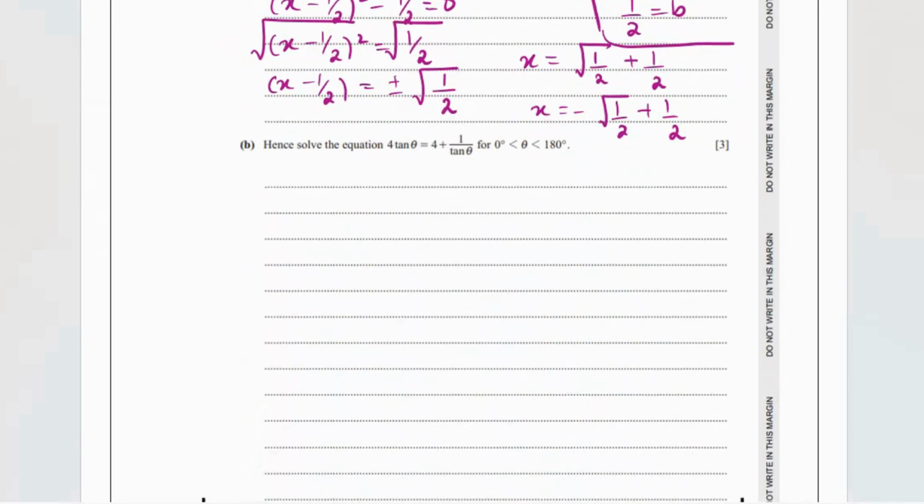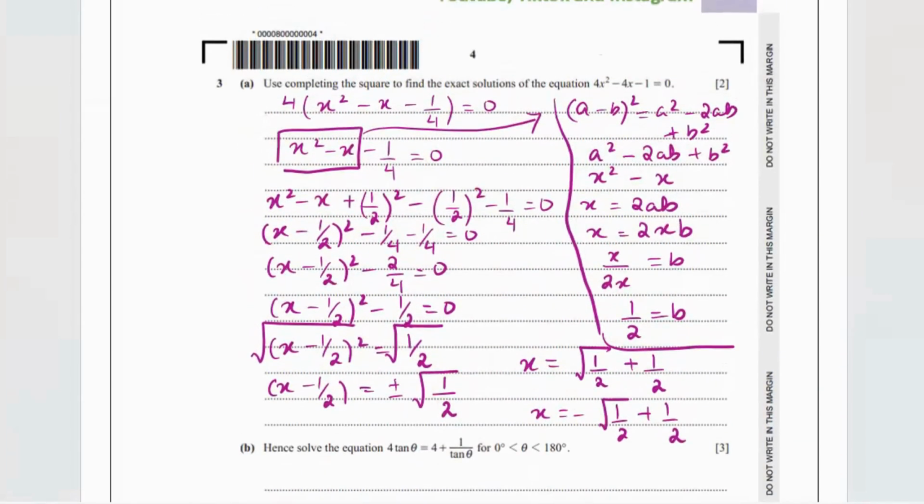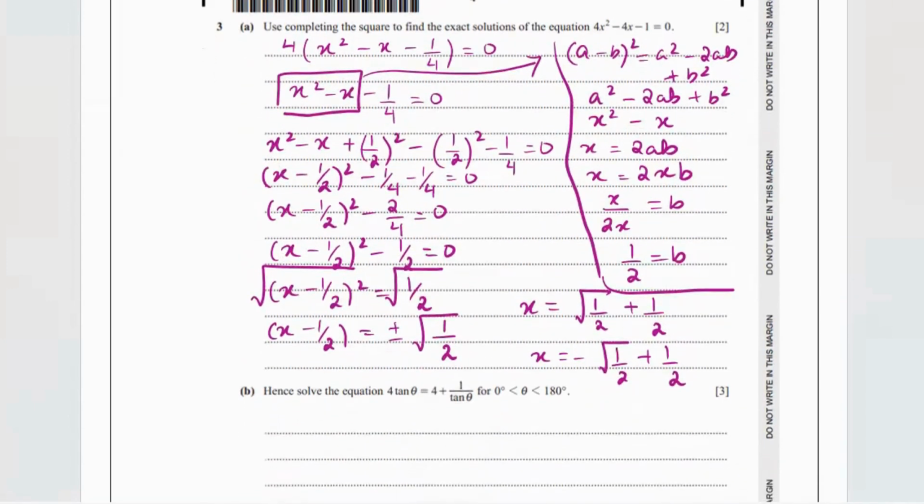Then they're saying, hence solve the equation 4 tan theta equals 4 plus 1 over tan theta, for theta less than 180 and greater than 0. So if we compare this equation with the equation given in part A, I think they're the same, because when it says hence, it means that you have to use your answer from the previous part. So let's rewrite this as 4 tan theta minus 4 equals 1 over tan theta.